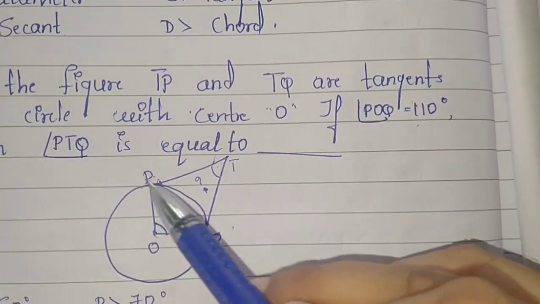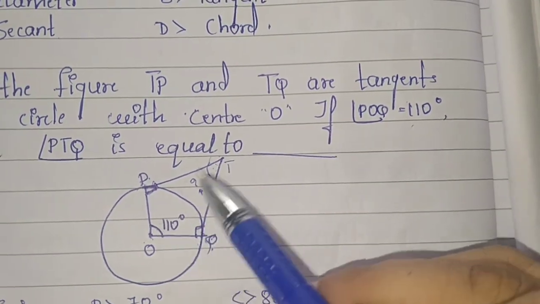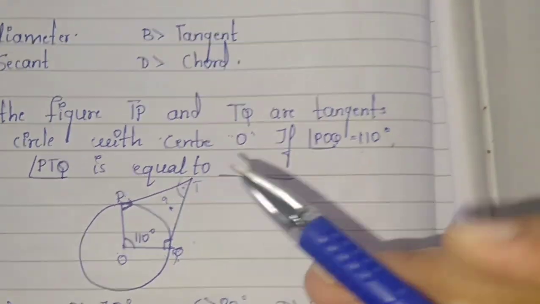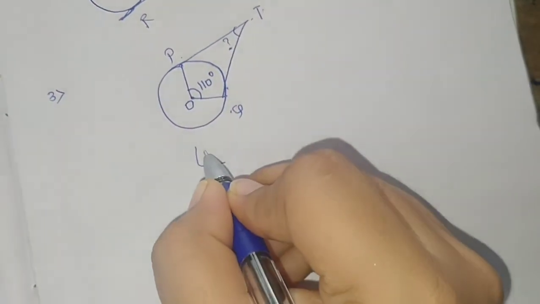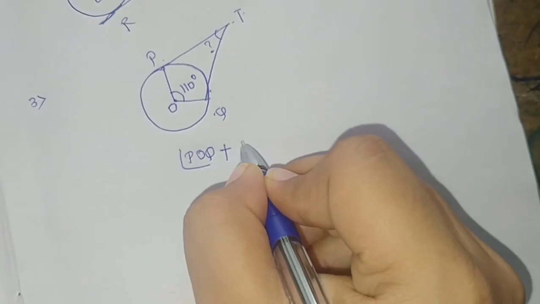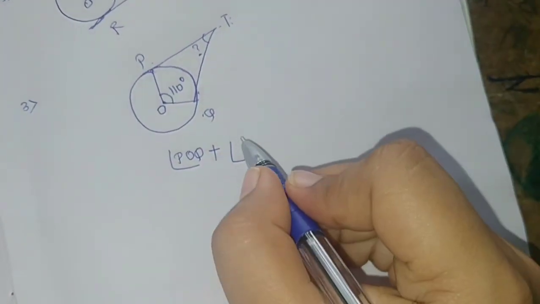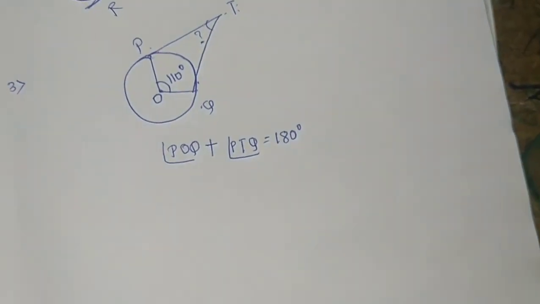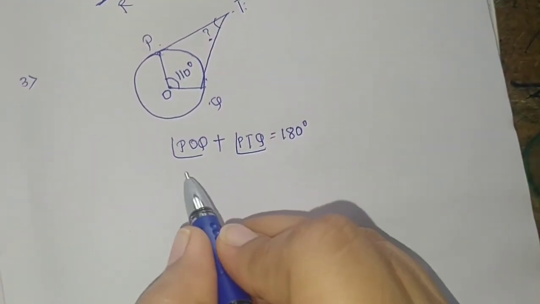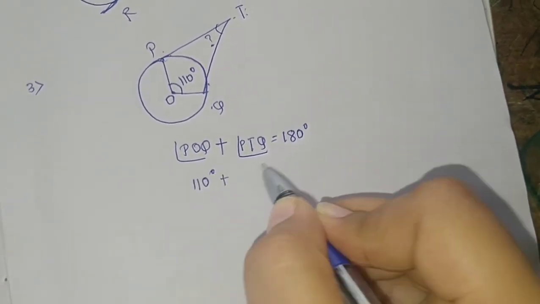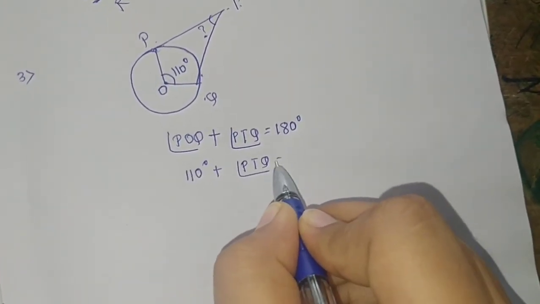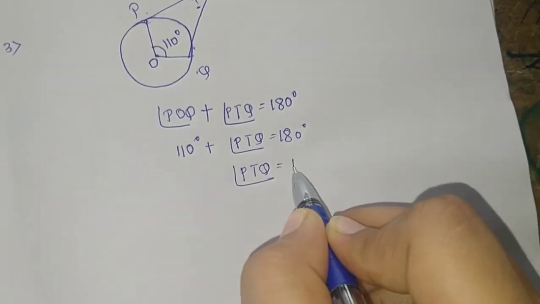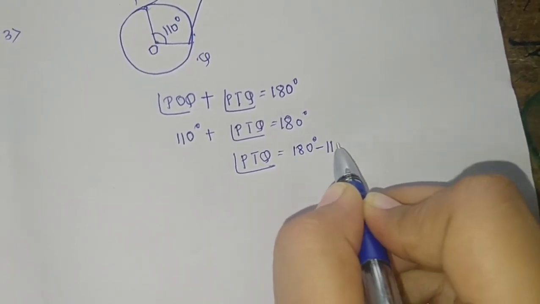If these two angles are 90 degrees, then the sum of these two opposite angles should be equal to 180 degrees. So you can write here angle POQ plus angle PTQ is equal to 180 degrees. Now angle POQ is 110 degrees, plus angle PTQ is equal to 180 degrees. So angle PTQ will be equal to 180 degrees minus 110 degrees.